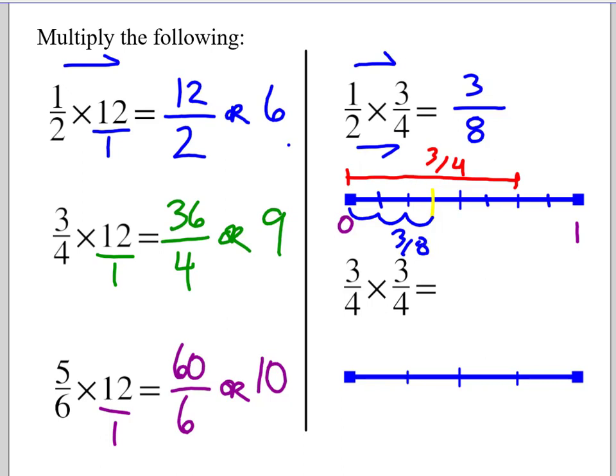Okay, let's do the last one here. 3/4 times 3/4. So again, here's 3/4, and halfway would be somewhere in here, but I want to be about 3/4 of it. So let's multiply across the top and get 9/16. So I have to chop up this number line a little bit more. Right now it's in quarters. Now it's in eighths. Now it's in sixteenths. And so I would be 9/16 over 1, 2, 3, 4, 5, 6, 7, 8, 9, which would be right there.